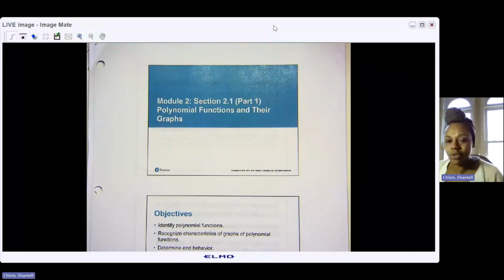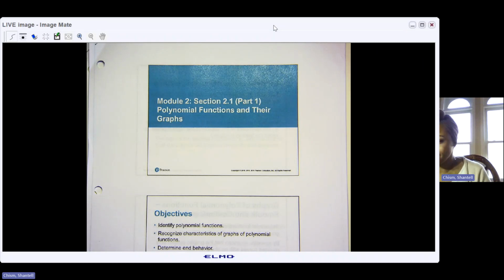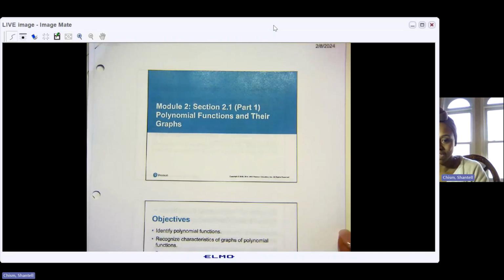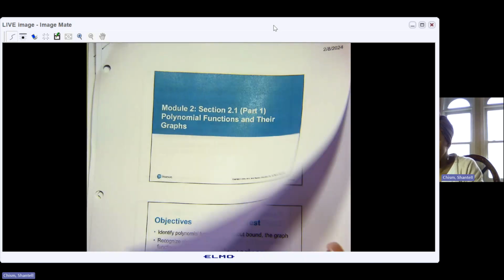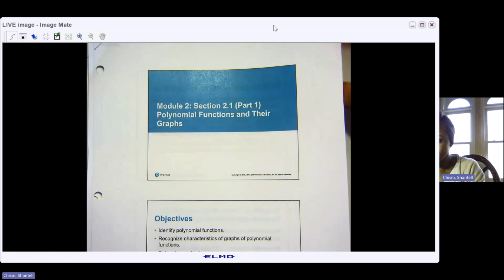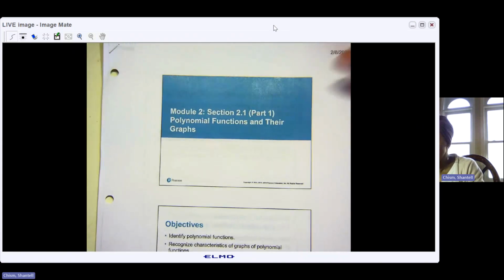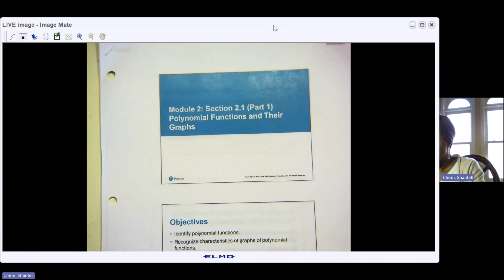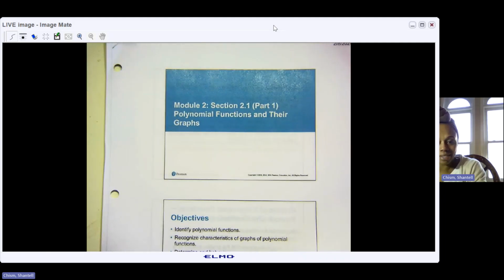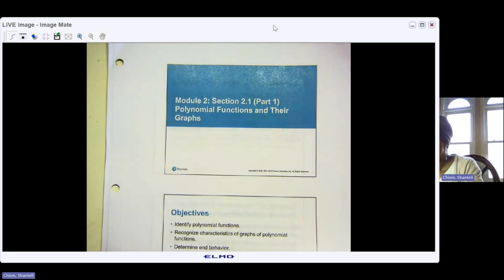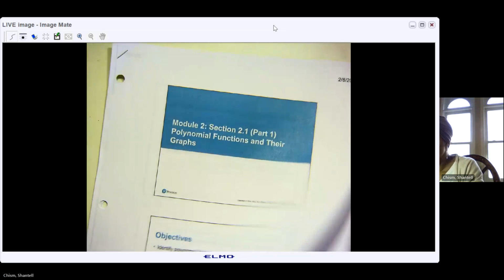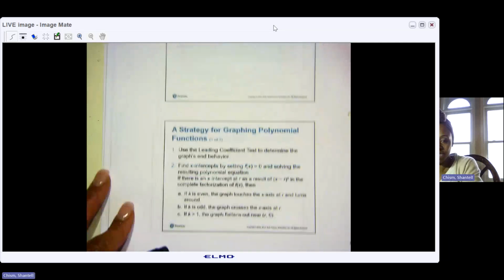Okay, so I do want to go back just briefly and look at that last bit of information that was in the first part of 2.1. I do want to complete that, and then we'll get into the second part. If my video runs long, I'll make a second video, but I'll just determine that at the end. So let's look at the strategy for graphing.